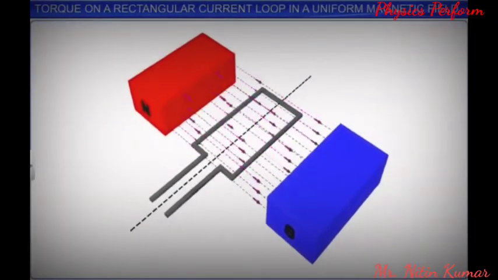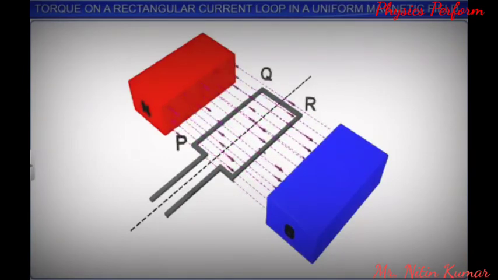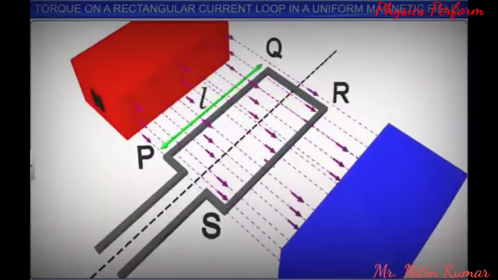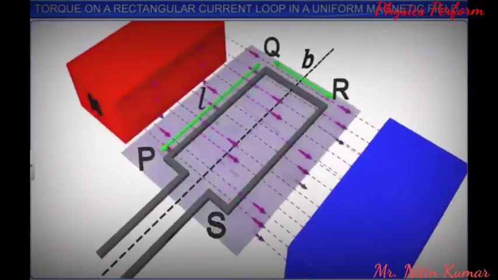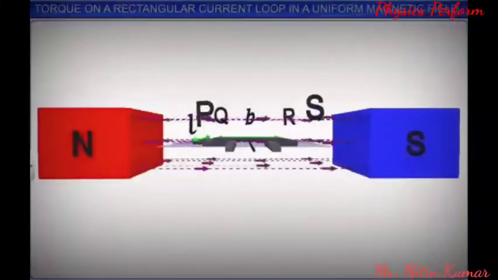Now, let us discuss the forces acting on a rectangular current-carrying loop when it is placed in a uniform magnetic field. Consider a rectangular loop PQRS of length L and breadth B placed in a uniform magnetic field in such a way that the plane of the loop is parallel to the magnetic field.